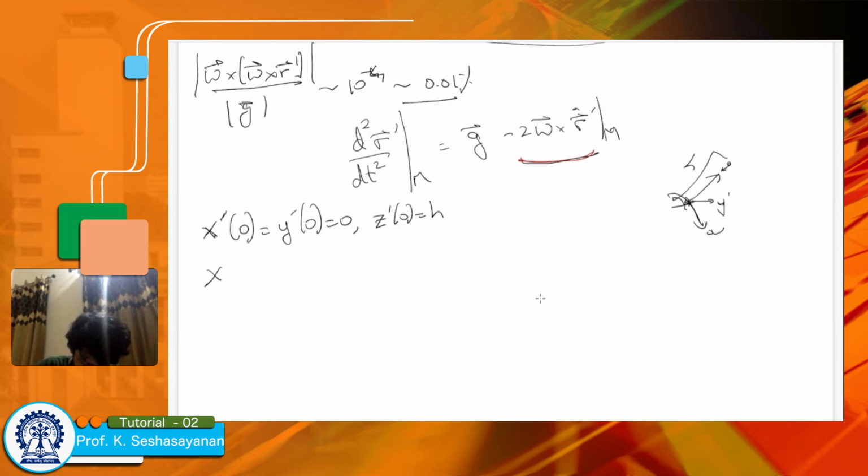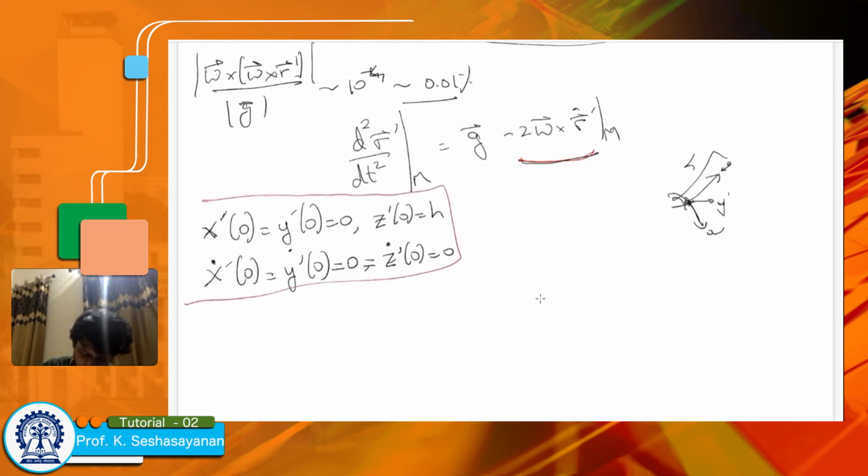Now we can say that x prime dot, the initial velocity along x prime, and y prime dot, the initial velocity along y prime, are also equal to 0, and same with z prime dot. The mass is falling from a height h, but the initial velocity is 0. So these are the initial conditions, and now we can try solving the above equation.